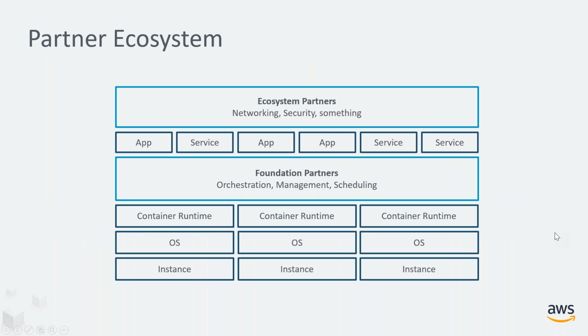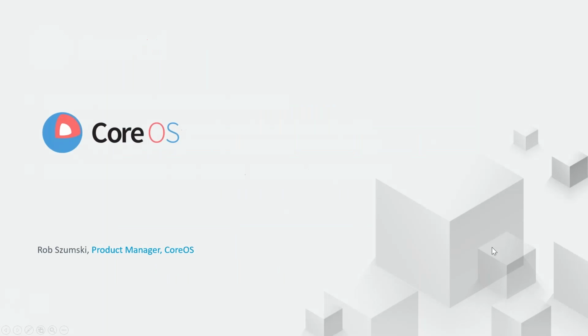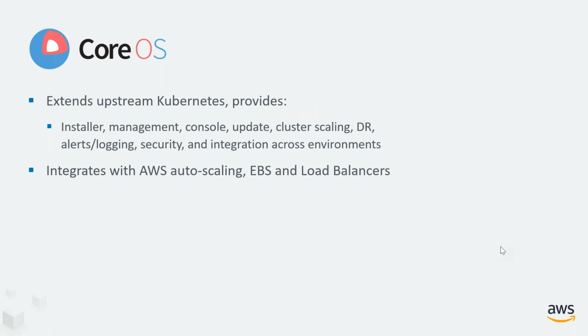This is a landscape of what the partner ecosystem looks like today in the container space. In the middle blue box, you see the foundation partners. These are partners that will help you run containers in a distributed cluster environment, providing the orchestration, management, and scheduling of those containers in complex clustered environments and making that easier for you to run. And then in the top blue box, you have ecosystem partners that can provide additional capabilities around network, security, continuous integration, and deployment to help you move your containers in a secure fashion from development environments into production.